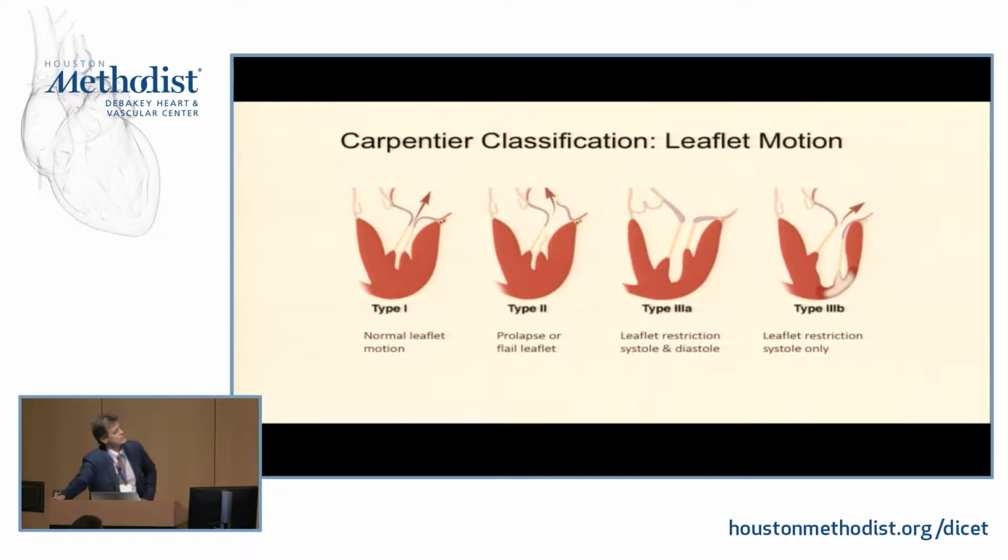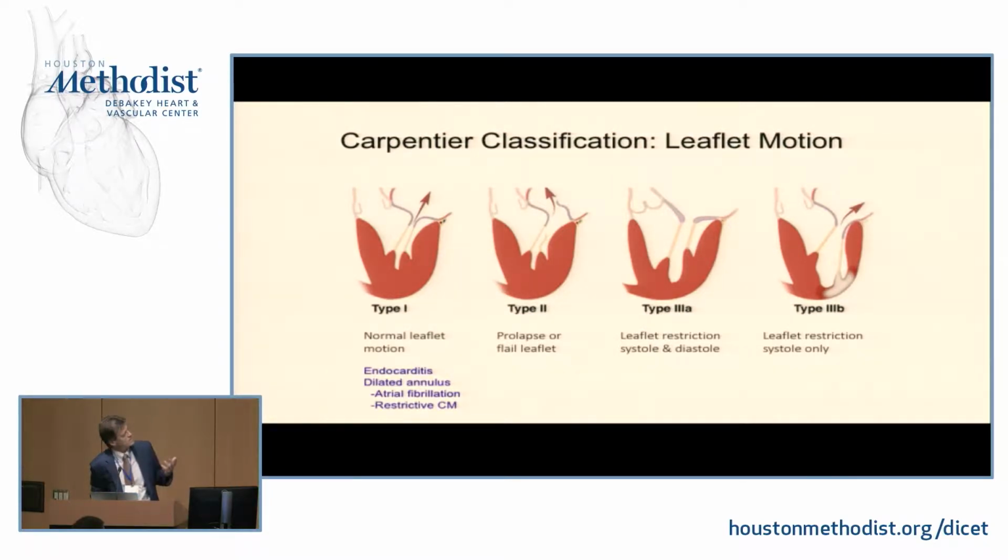This is from the great French surgeon, Alain Carpentier. Type 1 is normal leaflet motion. Type 2 is prolapse or flail. Well, he called it excessive leaflet motion. I suppose SAM would fit into that category, but it's mostly prolapse or flail. Type 3, the leaflets are restricted. In 3A, they're restricted in systole or diastole, and 3B, actually in systole only.